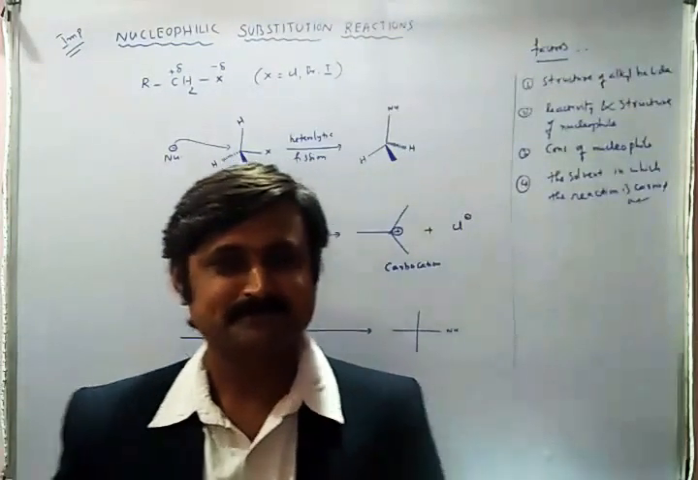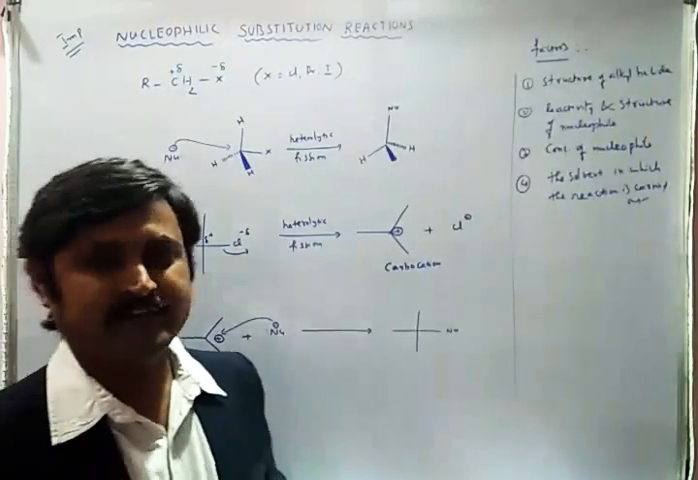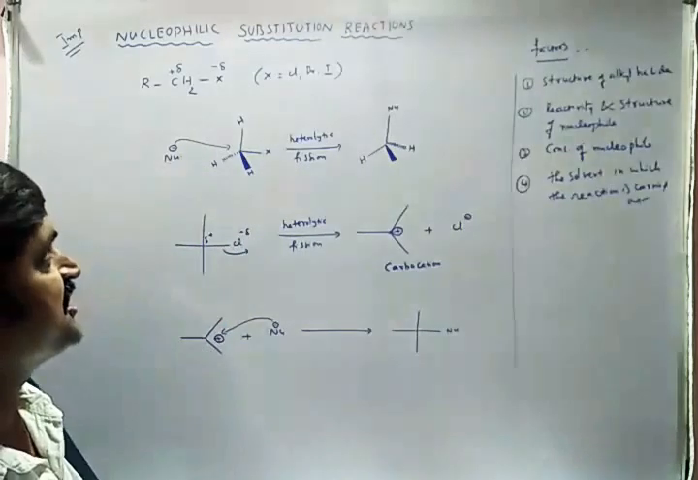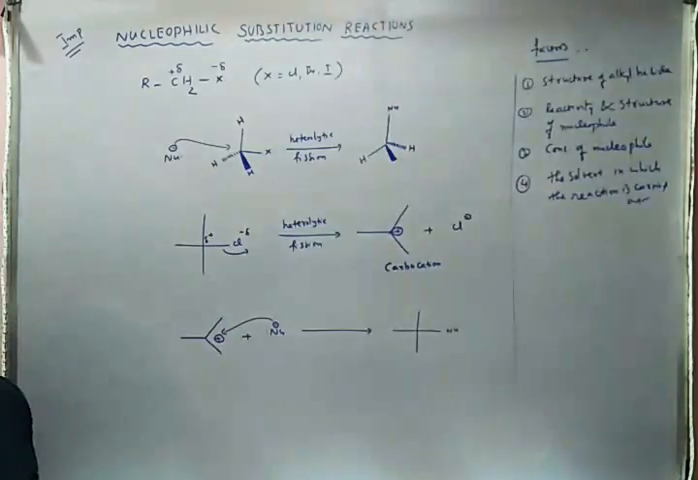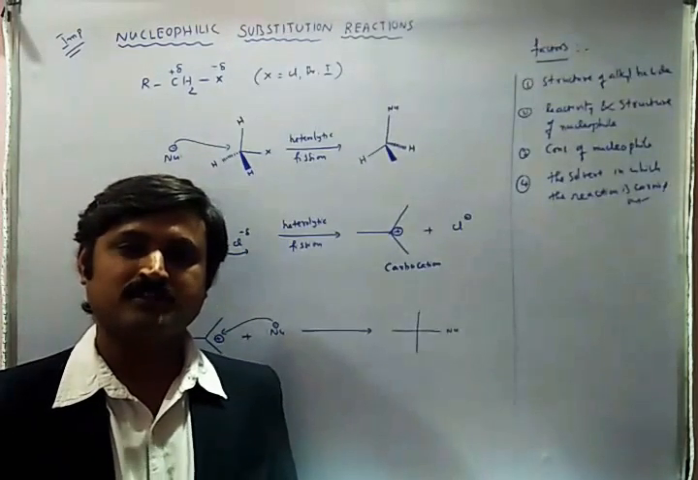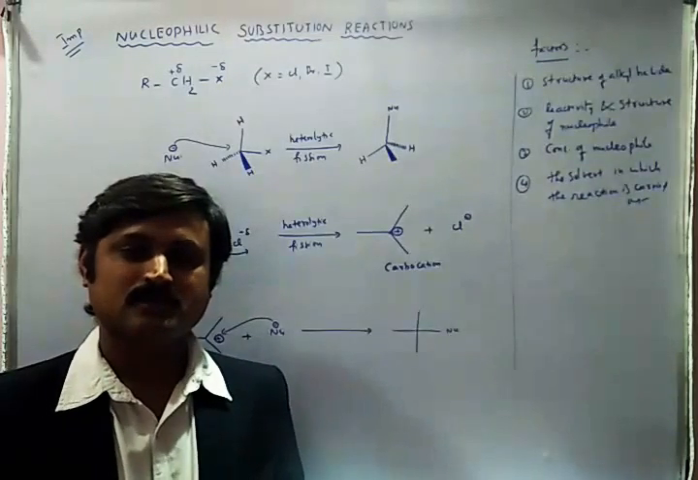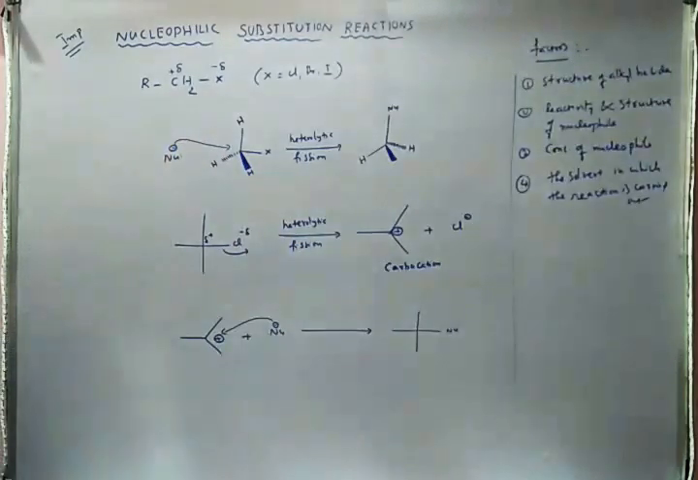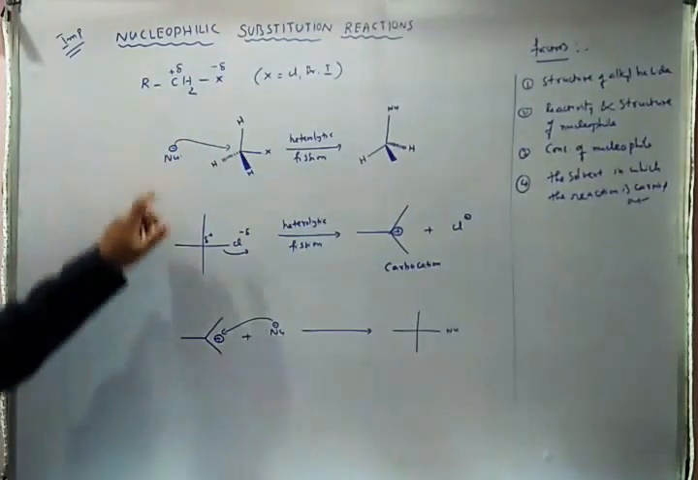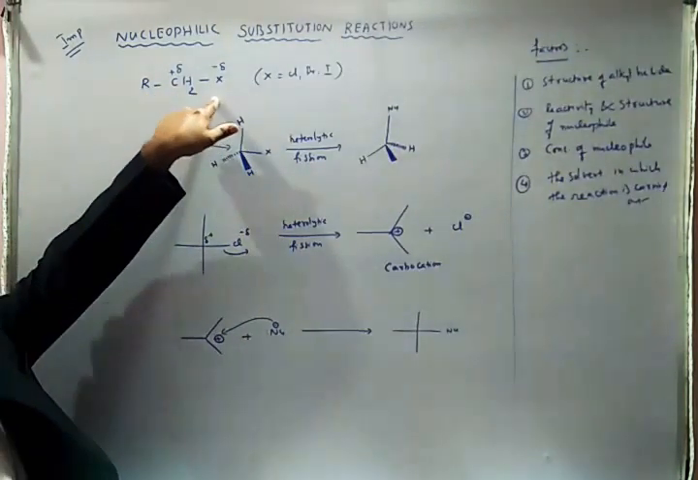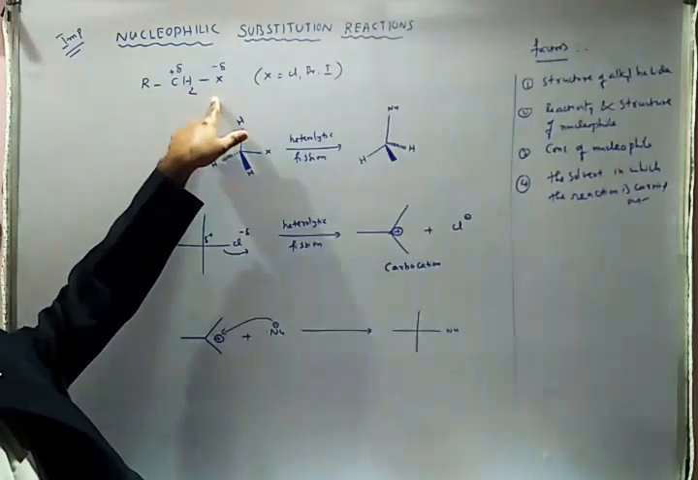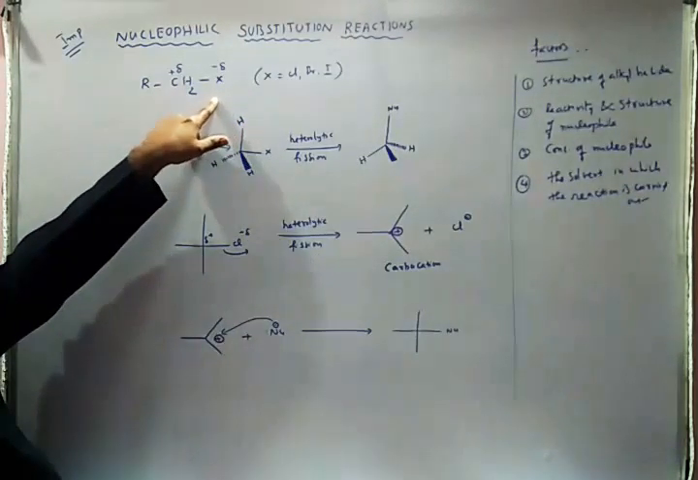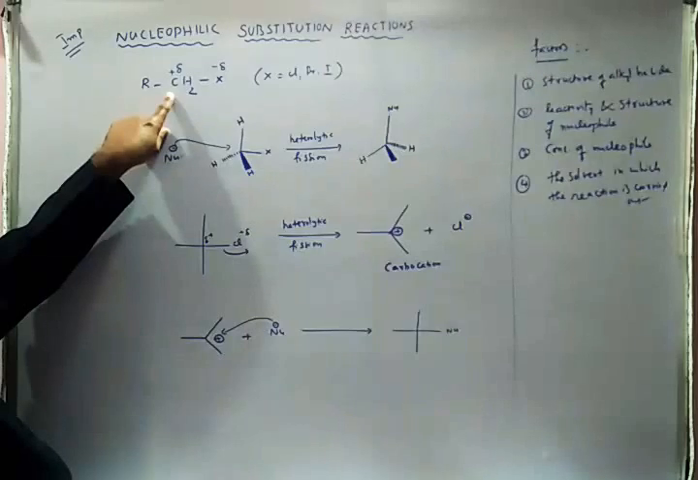Hello, how are you? So this is my class on nucleophilic substitution reactions. Here I have taken a haloalkane with the general formula RCH2X. In this, the halogen is more electronegative than the carbon.